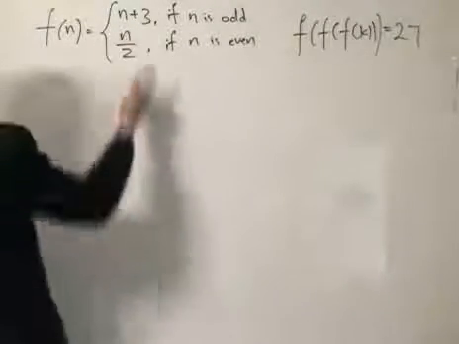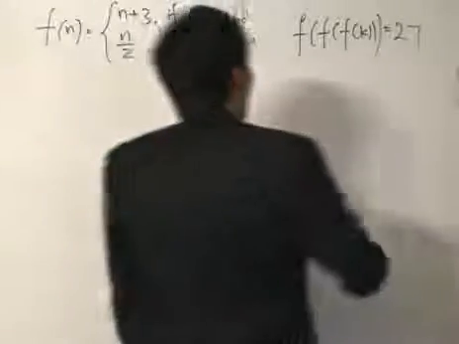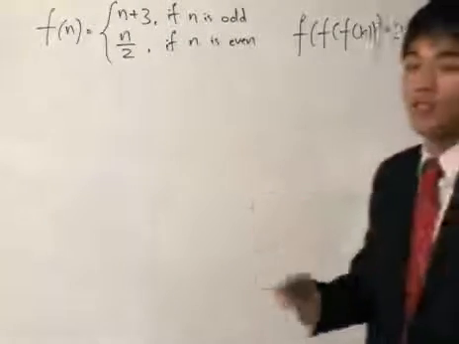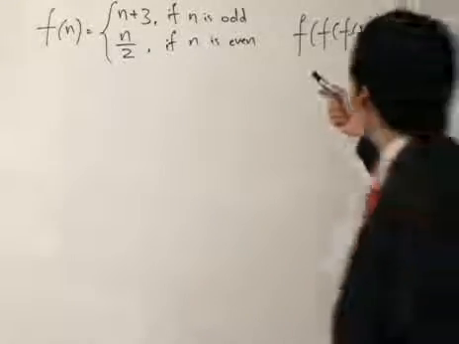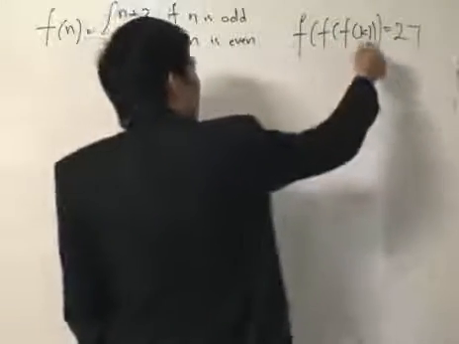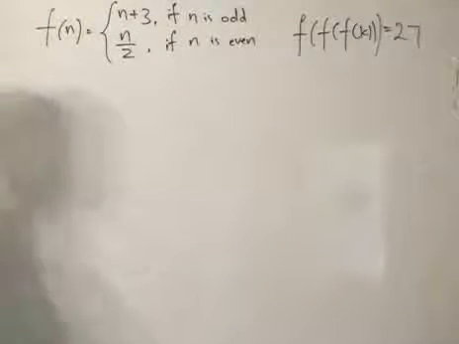Function f(n) is equal to n plus 3 if n is odd, and n divided by 2 if n is even. And we are to find k, or at least find the sum of the digits of k, which will also mean the same thing as finding k, knowing that f(f(f(k))) is equal to 27, and we started out with k being an odd integer.